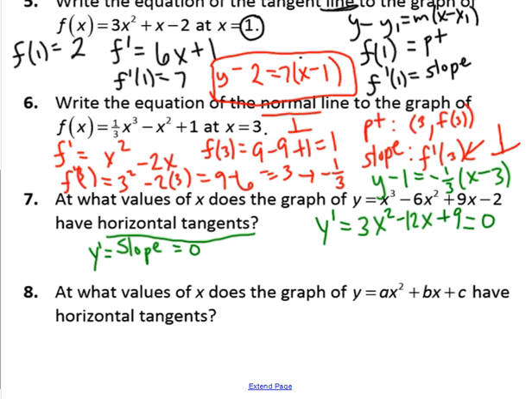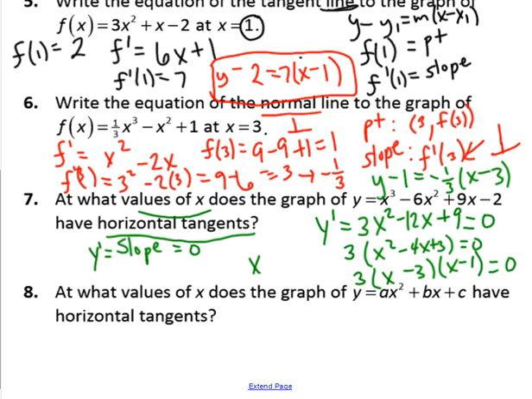So we set this equal to 0, and now it just becomes a quadratic that we have to factor. So we're going to factor out a 3 first to get x squared minus 4x plus 3. And then we want to factor that. So that's going to be x minus 3, x minus 1, I believe, yes, equals 0. And then at what values of x? So they want to know two x values. So that would be 3 and 1. So at the x values 1 and 3, this graph would have horizontal tangents.